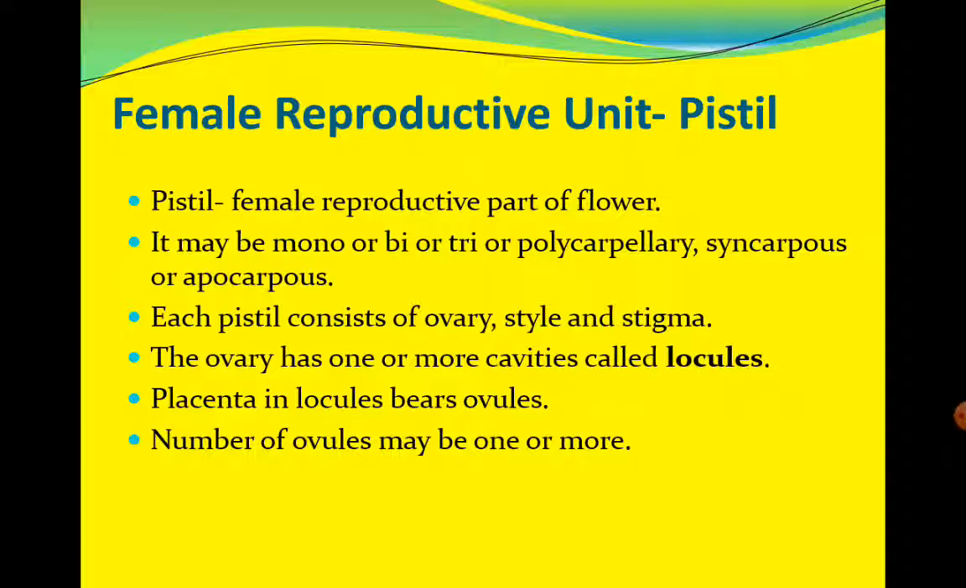So the female reproductive unit of a flower is the pistil. Sometimes the pistil is also considered as carpel. The number of carpels in a flower can be single, double, triple or many. On the basis of that it can be considered as monocarpellary, bicarpellary, tricarpellary, multicarpellary or polycarpellary.